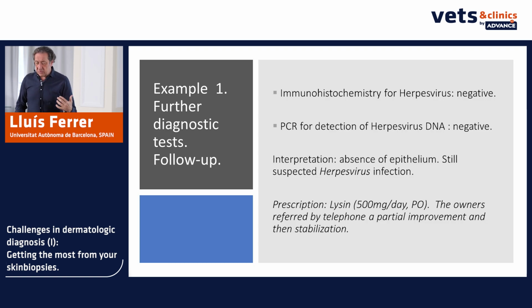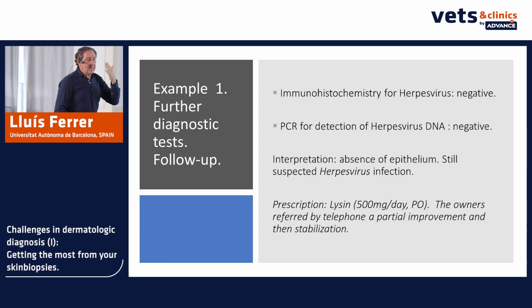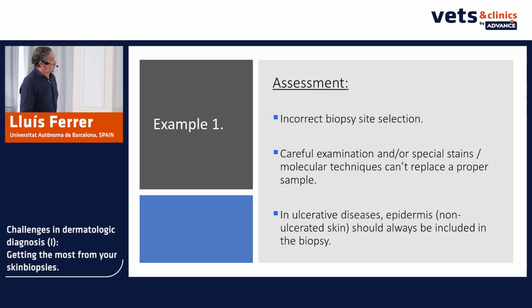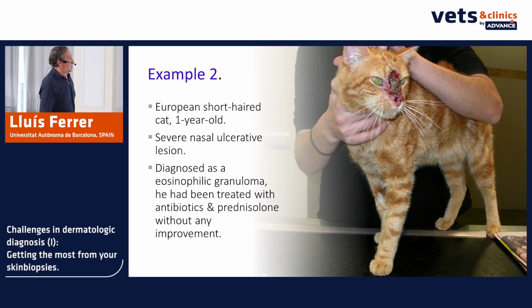They sent me the results, the biopsy. I said, I still consider that this is herpes virus, but if you do not include epidermis, you will never detect the virus. The failure selecting the sample cannot be repaired doing fancy techniques later. It's done. And the cat remained with the lesion and probably healed later on. We lost it. So the assessment is that the site selection was incorrect. And this cannot be fixed later. It's a very important step.